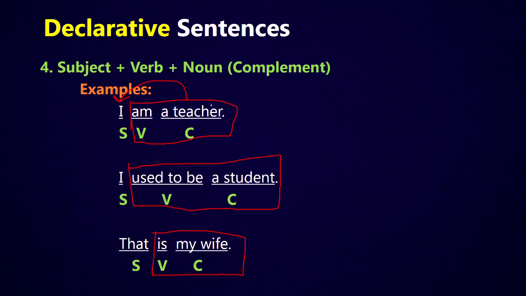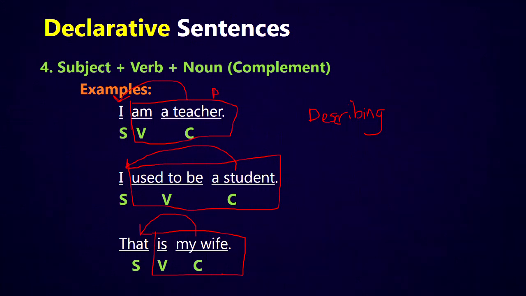So I am a teacher. Teacher is describing I. I used to be a student. Student is describing I in the past. That is my wife. My wife is describing who that is. So again, these ones are describing sentences. But you'll see the basic organization is, I forgot the C. There we go. Describing. The basic organization is the same. We have a subject and we have a predicate. It's just that the information in the predicate is different than subject, verb, object, but the order of the words is the same.